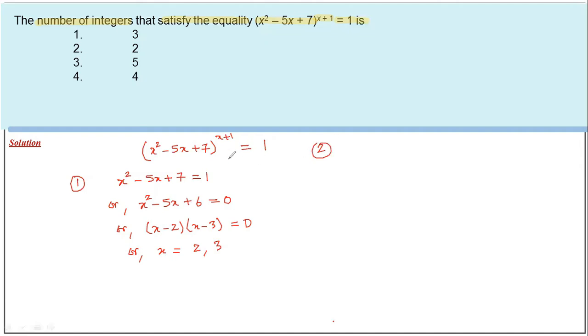Now this expression can also be equal to 1 when x plus 1 is equal to 0. So we get x as minus 1. So the total number of integers that we get: 2, 3 and minus 1. So option 1 is the correct answer.